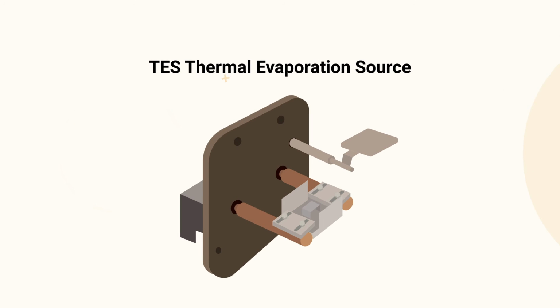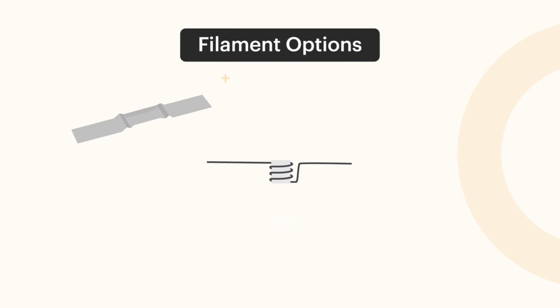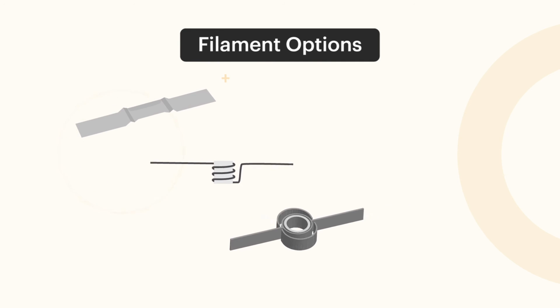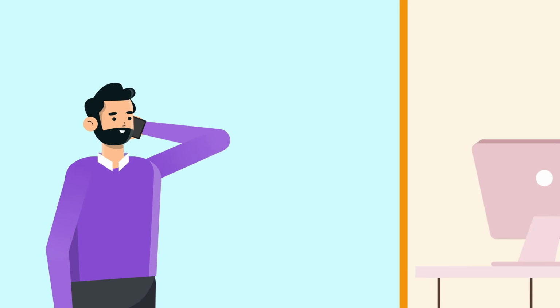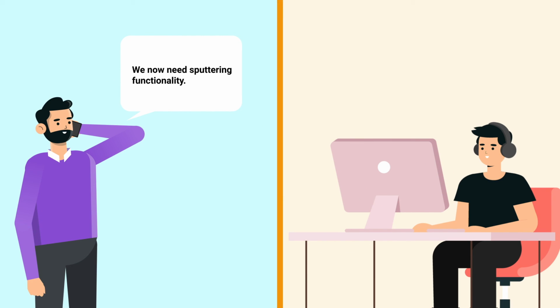The TES thermal evaporation source is just one of the PVD techniques you can choose with the HEX. The TES is a versatile option because the filament, which holds your evaporant material, can come in many different forms, depending on your type of material. These can include boats, basket heaters, or crucible heaters. Where most thermal evaporator PVD systems are fixed format, the HEX with TES can easily be upgraded to add other techniques at a later date.